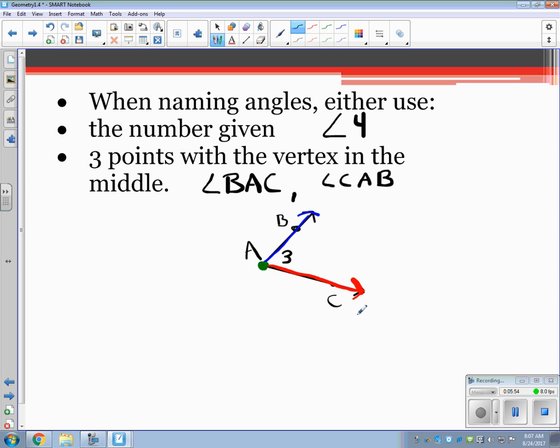So lots of different names could work. The vertex has to be in the middle, and then your other two letters, one comes from one side, one comes from the other side. If there are more letters, like let's say I put D here, that gives me more options. I could call this same angle, angle D. I have to have A in the center no matter what, and then B.